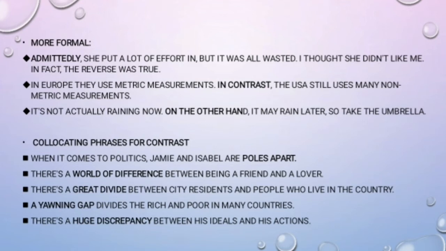C. Collocating phrase for contrast. For example, when it comes to politics, Jamie and Isabel are poles apart. Then, there's a world of difference between being a friend and a lover. A yawning gap divides the rich and poor in many countries. And etc.